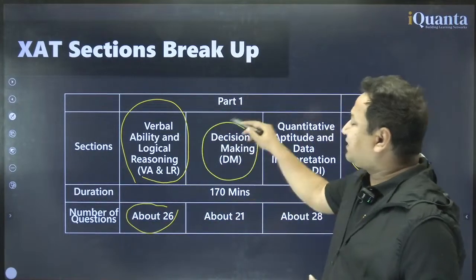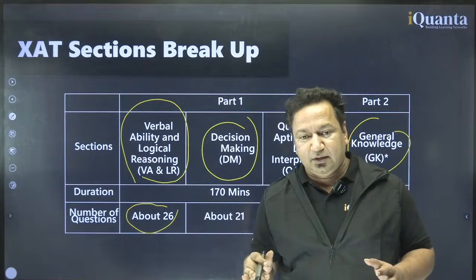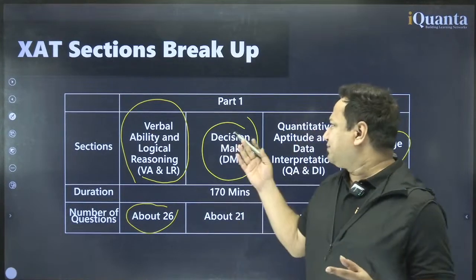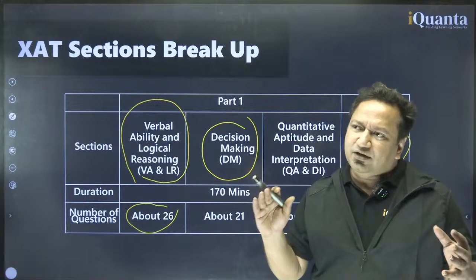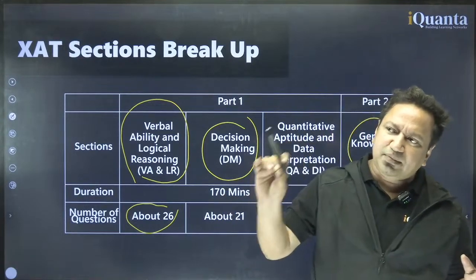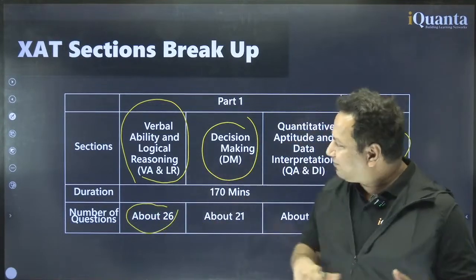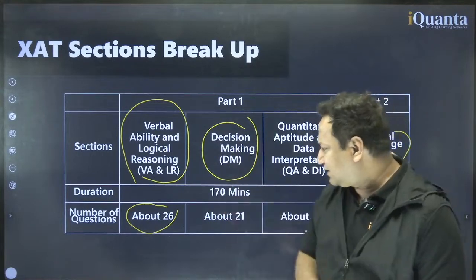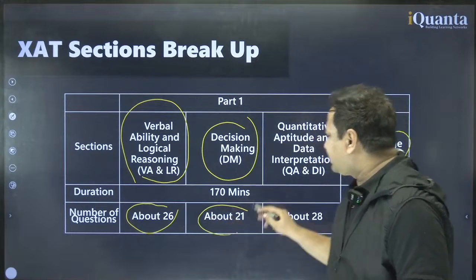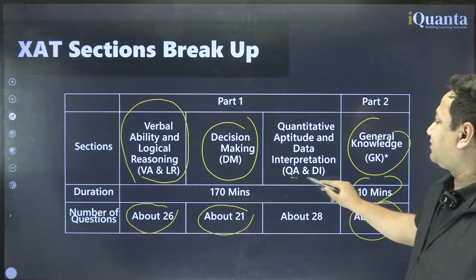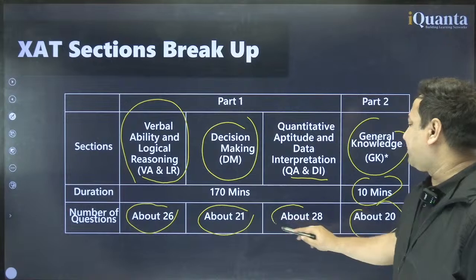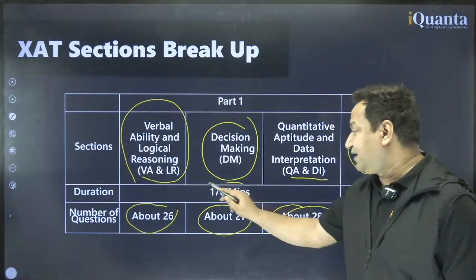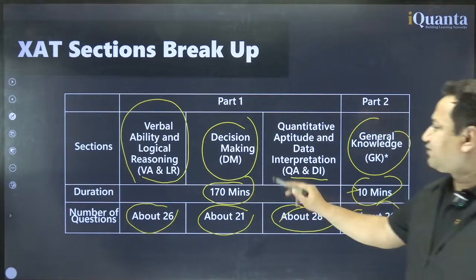Decision making is a different section altogether. Decision making, like the name suggests, some kind of case or problem statement will be given to you, and you'll have to decide based on your decision making ability. Okay, I'll show you some questions also, don't worry. There will be about 21 questions on that. QA and DI is one part in which we'll have about 28 questions, 170 minutes. 10 minutes go here, 170 minutes for this.